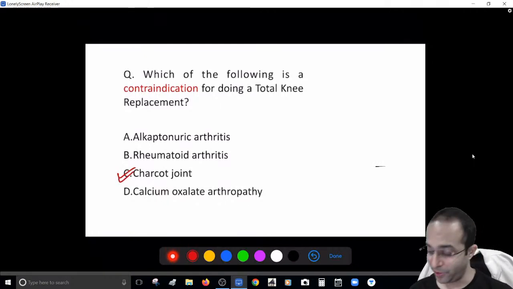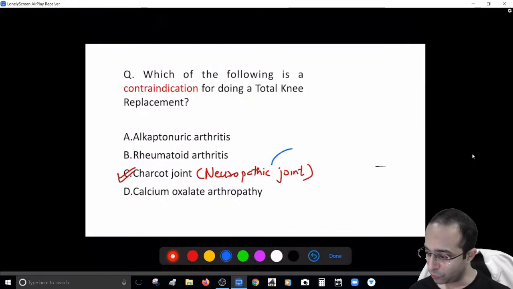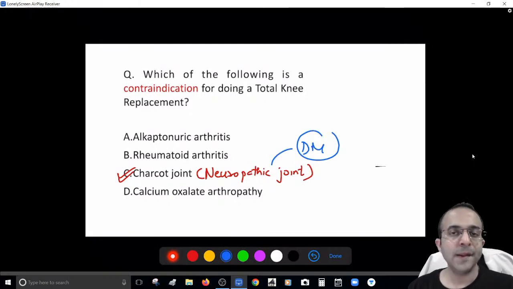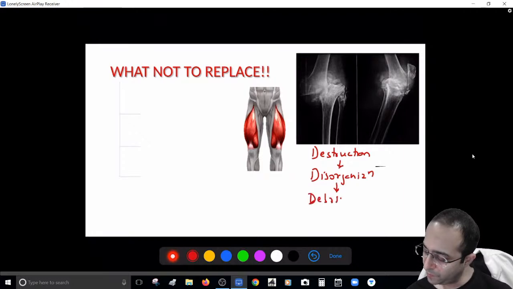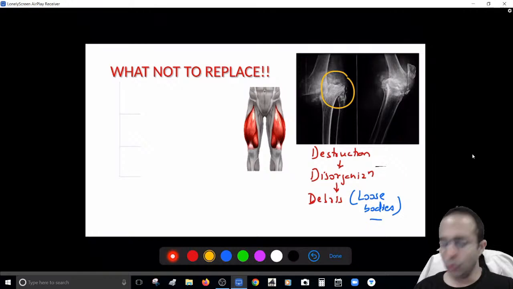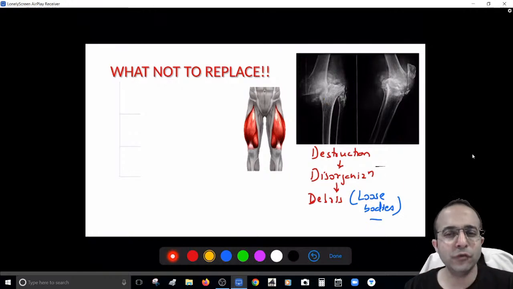Perfect. A charcot joint. I think you're very clear about what a charcot joint is. It's simply a neuropathic joint. The commonest cause would generally be diabetes mellitus. The nerve supply to the joint is gone. So this is what happens to the joint. Massive destruction. It is so massive that there is total disorganization of the joint, and a lot of debris. What I mean by debris is that you can see plenty of loose bodies, like you see here. Look, so many loose bodies, a destroyed joint.